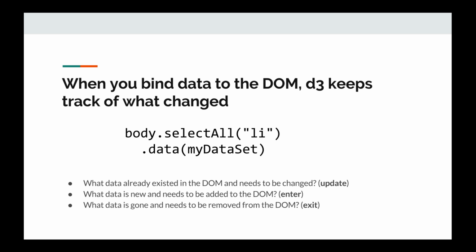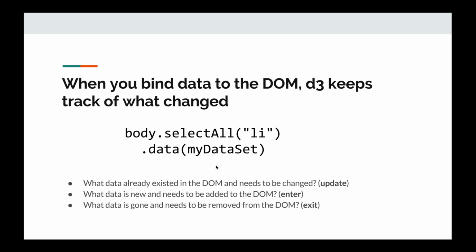When you bind data to the DOM, D3 keeps track of what changed. So when you say select all list items, it tries to find all the list items and see what data they have bound to them already. Then when you join new data into them with this dataset, it does a comparison between the two. It asks, do we have any data that already existed, like some existing list items that corresponded with the data coming in here? If so, then those are getting updated, right? We don't need to recreate the list item for that. It already exists, but maybe it needs to change somehow.